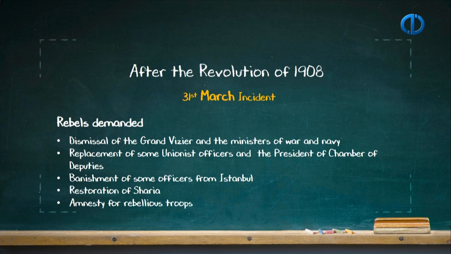Together with theology students and ulema, the rebels demanded the dismissal of the Grand Vizier and the Ministers of War and Navy, replacement of some unionist officers and the President of the Chamber of Deputies, banishment of a number of officers from Istanbul, restoration of Sharia, and an amnesty for the rebellious troops. As a result, the Grand Vizier resigned, the Sultan appointed a new Minister of War, and many committee members fled Istanbul.